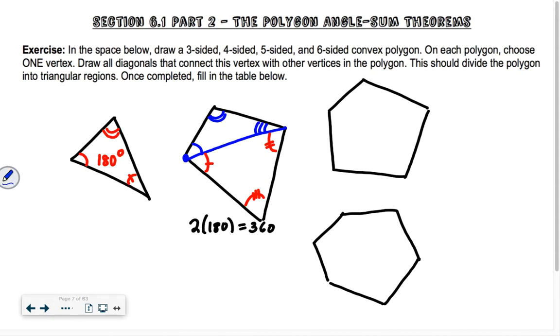So let's do the same process for the next one. I'm going to pick any vertex, so let's say I pick this vertex right here, and I'm going to connect the diagonals. How many diagonals can I draw on this one from that one single vertex? 2. Yep.